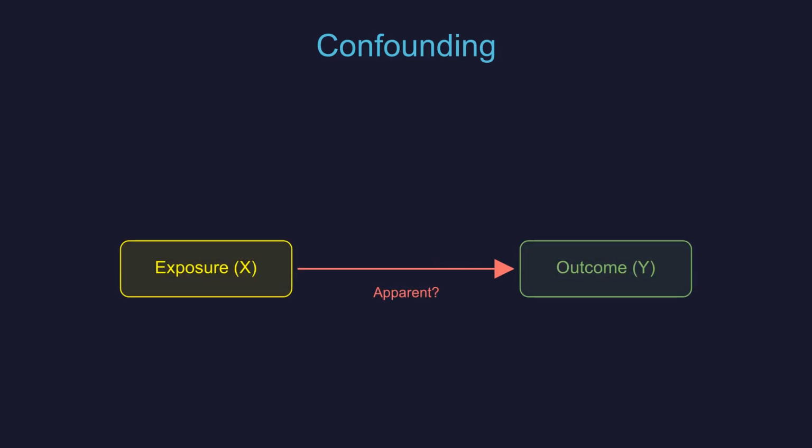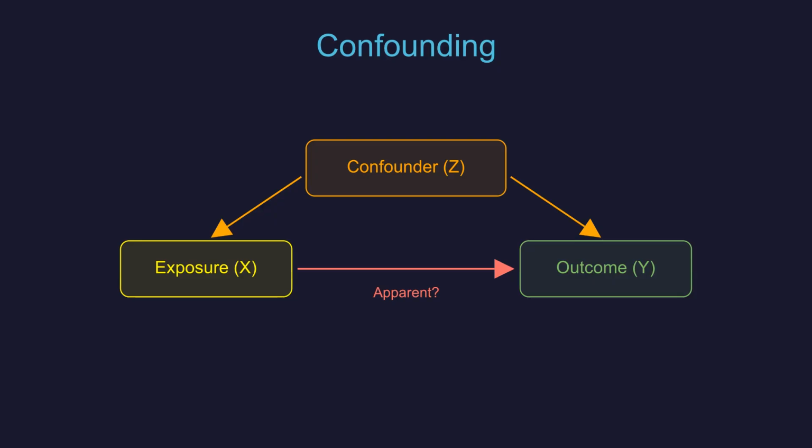Confounding is a subtle but dangerous threat to study validity. Suppose we observe an apparent relationship between exposure X and outcome Y, but there may be a third variable, Z, the confounder, that is associated with both X and Y. The confounder creates a spurious association, making it look like X causes Y when the real driver might be Z.